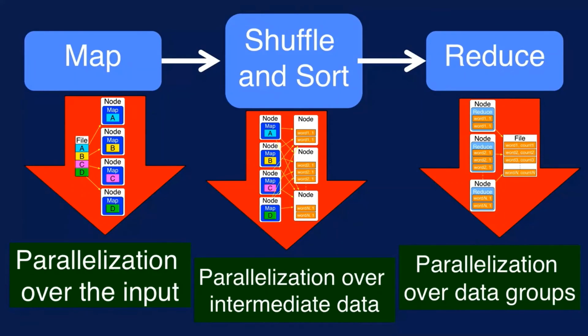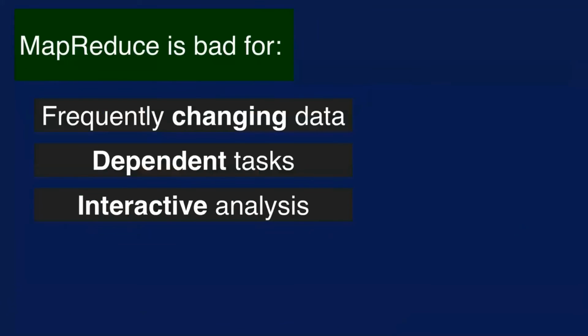While MapReduce excels at independent batch tasks similar to our applications, there are certain kinds of tasks that we would not want to use MapReduce for. For example, first would be if our data is frequently changing. MapReduce is slow since it reads the entire input data set each time.